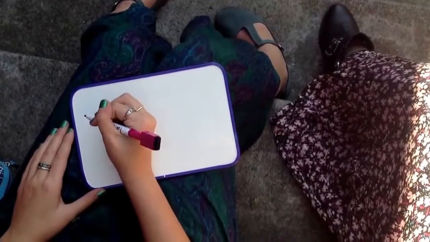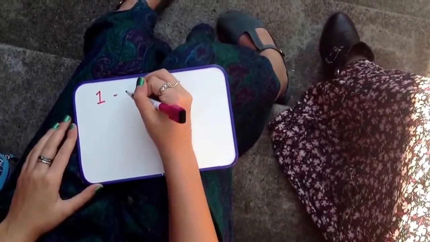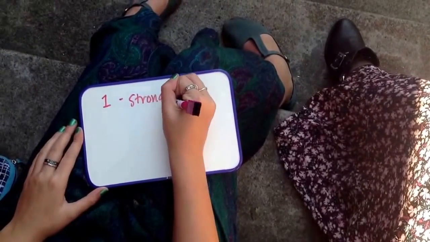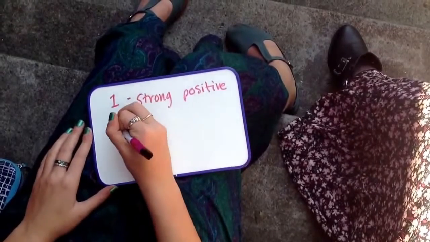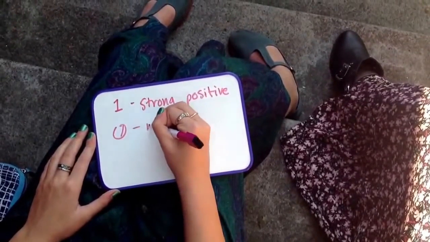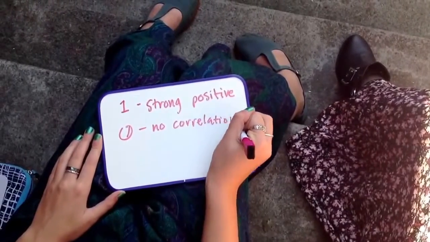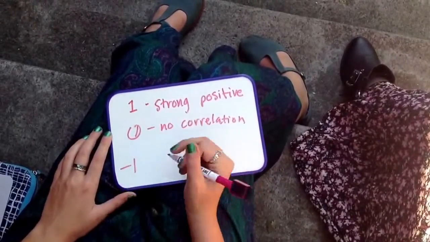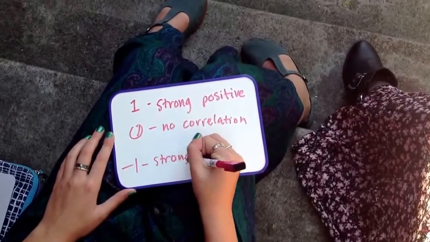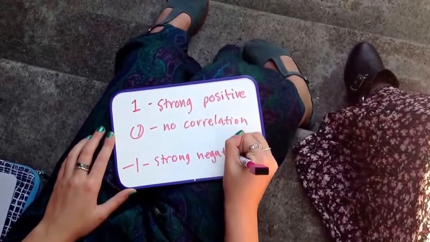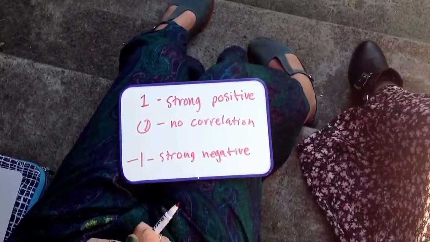A correlation coefficient, or an R value, of 1 indicates a perfect, very strong positive correlation. An R value of 0 reveals no relationship. An R value of negative 1 indicates a perfect, very strong negative correlation. We describe correlation as strong, moderate, or weak, and as positive or negative.